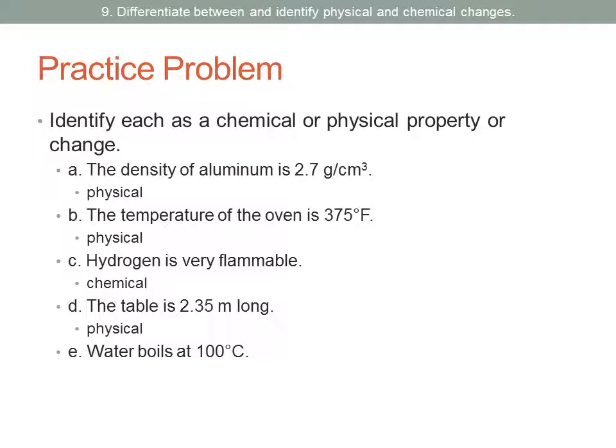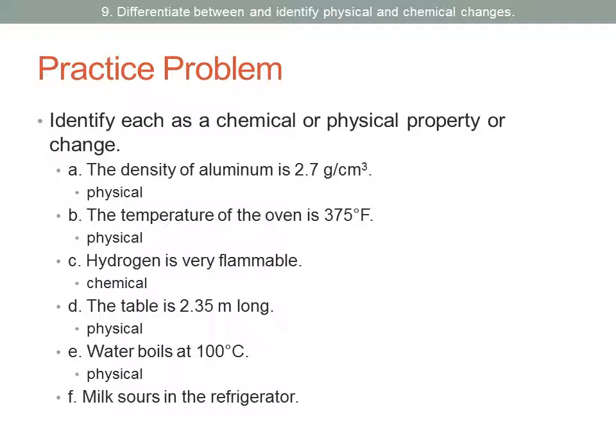Water boils at 100 degrees Celsius. This is often a confusing one for students. We think of water boiling, we picture the bubbles that get formed, and often students think of a chemical reaction. The thing about any phase change is it's still the same substance. When water boils, it's still H2O. It's just going from liquid water to water vapor, so it's still water, meaning it's a physical property.